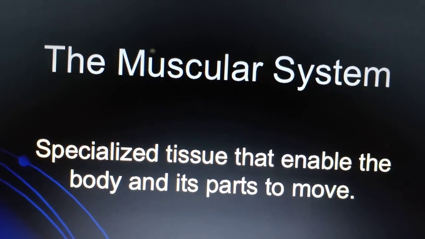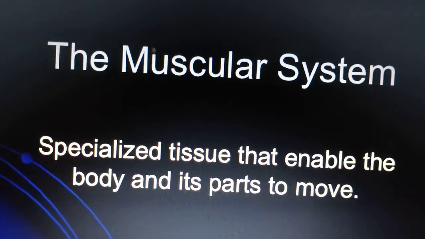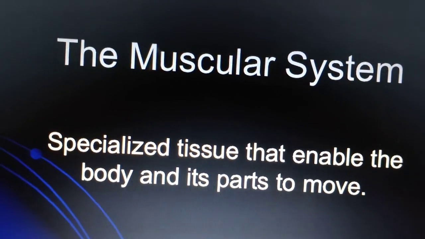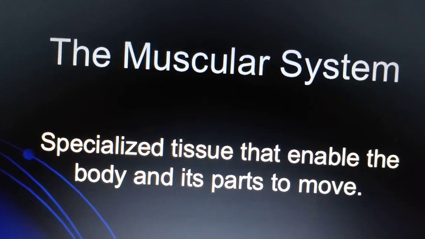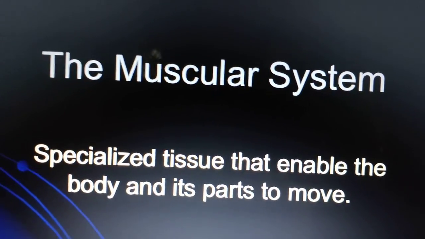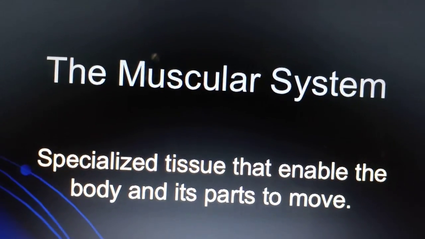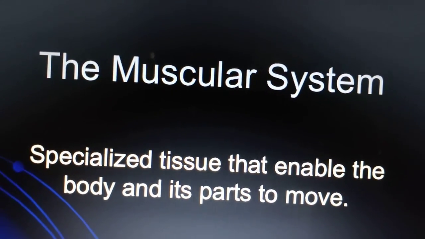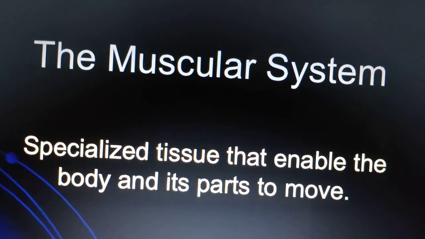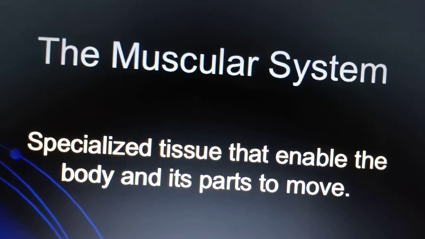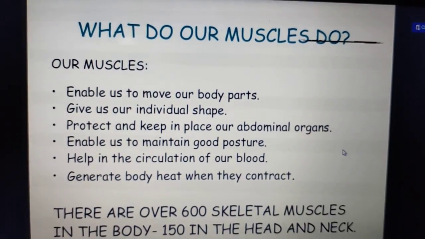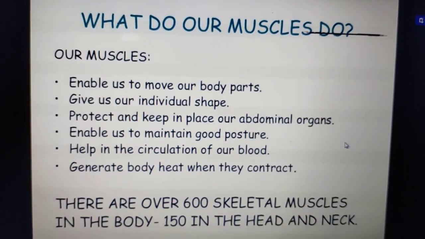The muscular cells are known as myocytes, which have the special characteristic of contraction. Understood, no? Also elasticity. Clear? And this also gives posture to the body. These are the special characteristics of myocytes. Understood? Okay. And one more thing we should know, what do our muscles do?